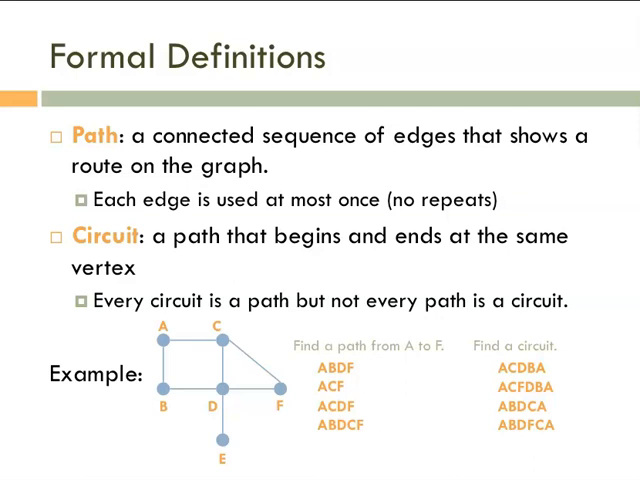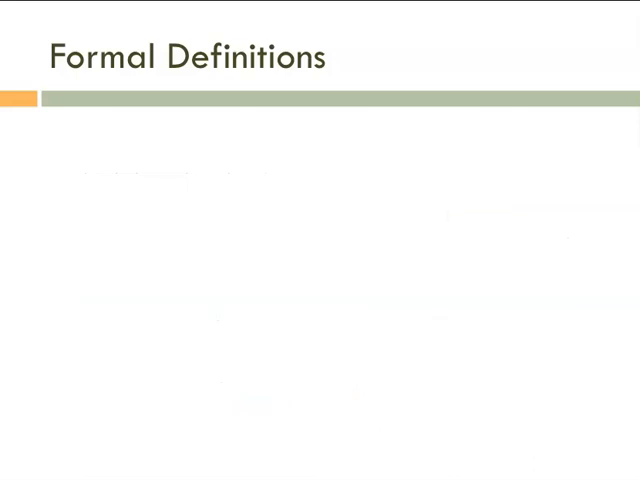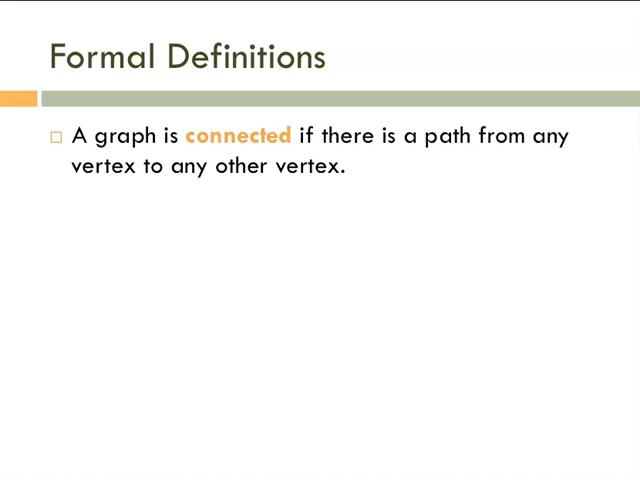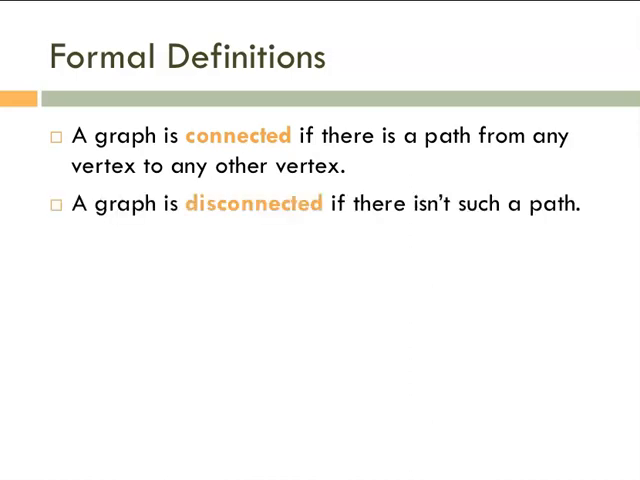And then two more things to go over here. When we talk about graphs, we say that a graph is connected if there is a path from any vertex to any other vertex. On the other hand, we would say a graph is disconnected if there isn't such a path. So if there's no way to get from a specific vertex to another vertex within that graph, then we say it's disconnected.